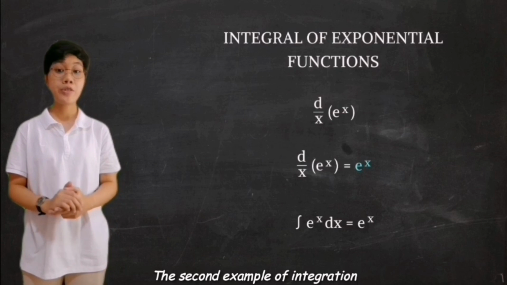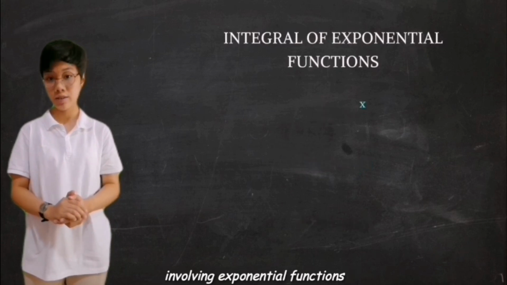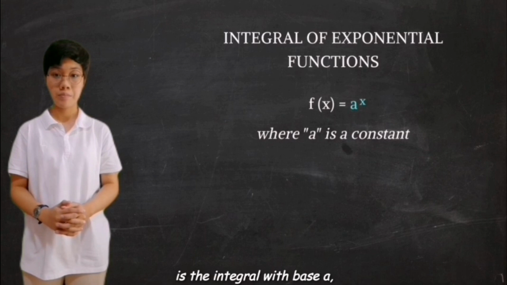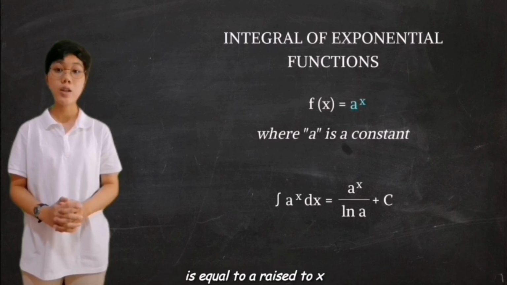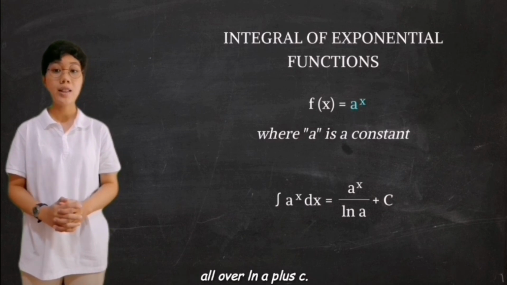The second example of integration involving exponential functions is the integral with base a, where a is a constant. The integral of a raised to x dx is equal to a raised to x all over ln a plus c.